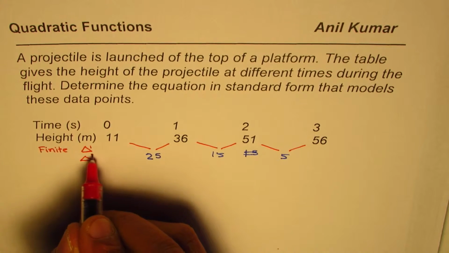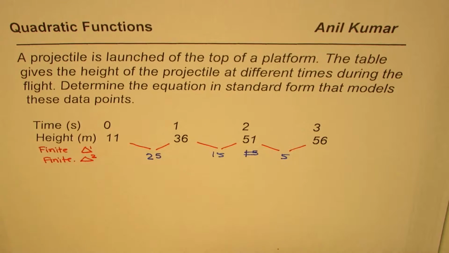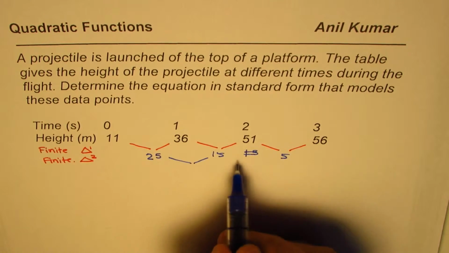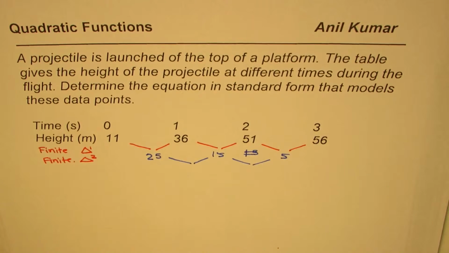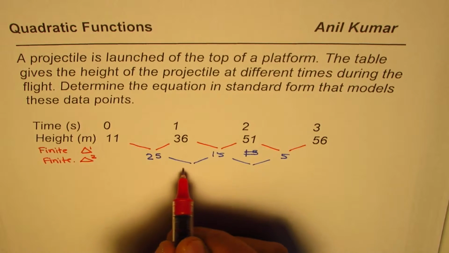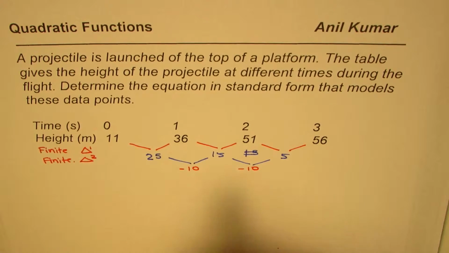Let us now find the second finite difference. So we'll again find the finite difference. This time it will be 15 take away 25, 5 take away 15. So 15 take away 25 is minus 10, 5 take away 15 is minus 10. So this is constant, right? We get the second difference as constant, which is minus 10. Therefore, it is a quadratic function, correct?